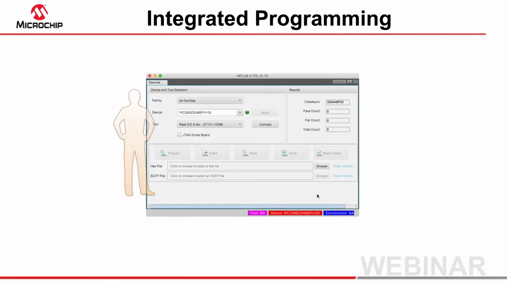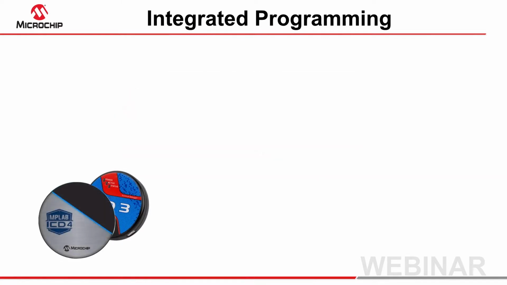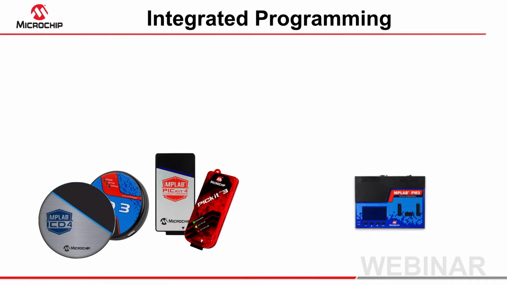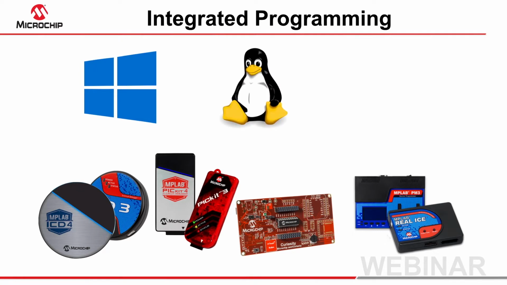The user interface can be configured and locked by the production manager, simplifying its use for operators on the production floor and ensuring that the production run settings cannot be inadvertently changed. The IPE can be used with the MPLAB ICD 3 and 4, the MPLAB PICkit 3 and 4, the MPLAB PM3, the MPLAB REAL ICE, and licensed PICDEM starter kits. The IPE is compatible with Microsoft Windows 7 or later, Linux, and Mac OS X.